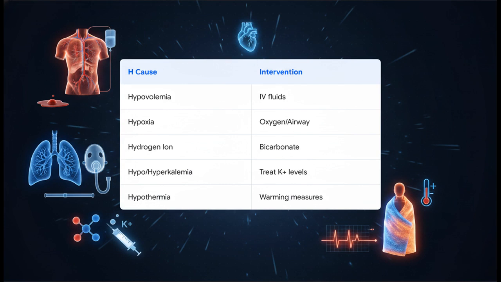Let's hit the 5 H's first. Hypovolemia. Are they bleeding out? Get them IV fluids or blood. Hypoxia. Are they starved of oxygen? Secure that airway fast. Hydrogen ion, meaning severe acidosis. Ensure good ventilation and maybe think about sodium bicarbonate. Hypo- or hyperkalemia. Check those old ECGs for peaked T waves or widened QRS and treat it. And finally, hypothermia. If their core temp is freezing, you have to warm them up, because a cold heart simply won't respond to your drugs or your CPR.